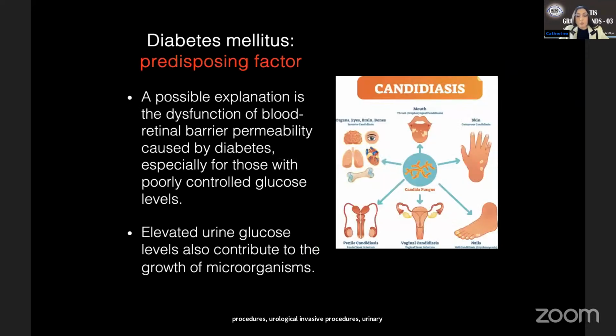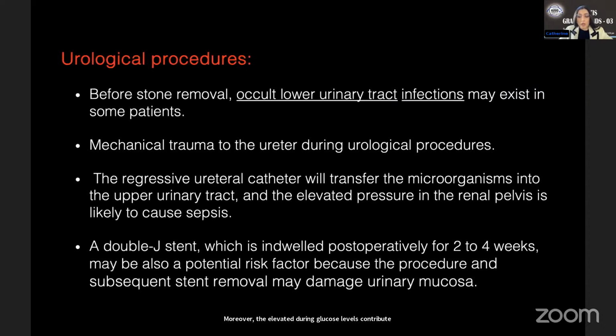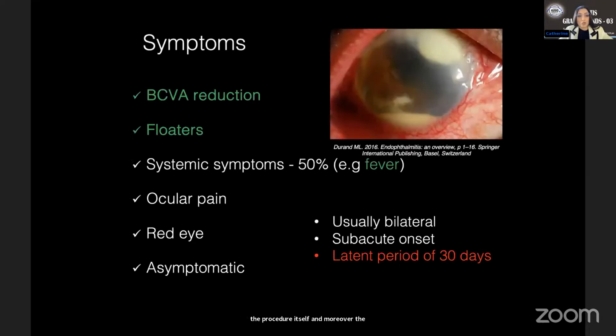And how does diabetes promote the infection? A possible explanation is the dysfunction of blood-retinal barrier permeability caused by diabetes. Moreover, the elevated urine glucose levels contribute to the growth of microorganisms. The predisposition of urological procedures to endogenous fungal endophthalmitis could also be explained. An occult lower urinary tract infection may coexist before the procedure. There is mechanical trauma due to the procedure itself, and moreover, the catheters used also contribute to the fungal invasion.